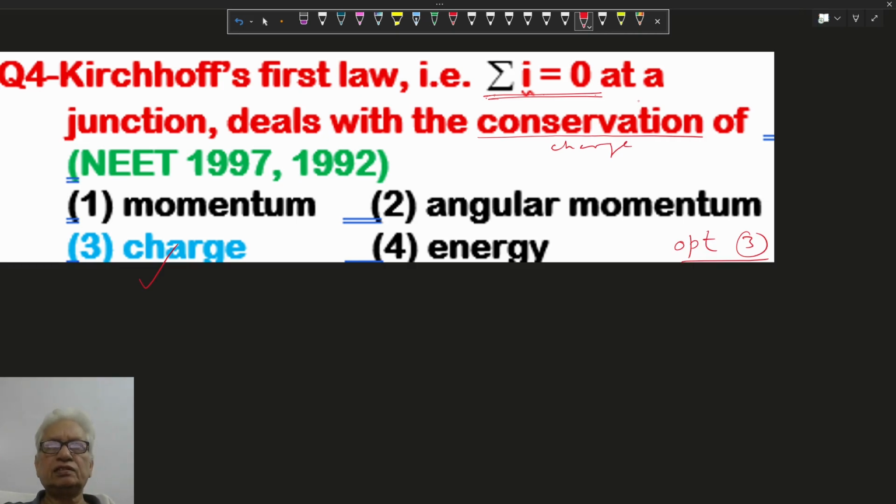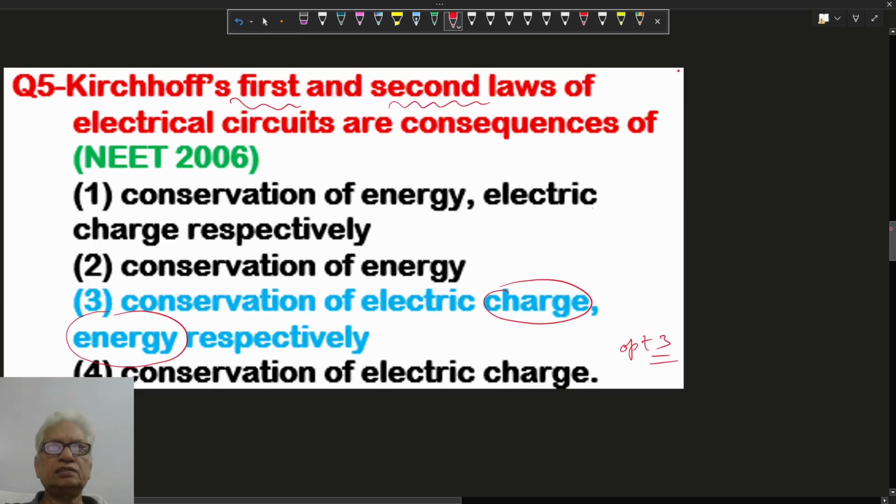Question 3. The first law says total current incoming equals total current outgoing, or the algebraic sum of currents is 0. It depends on the conservation of charge. So option C is correct. The first law and second law are based on conservation of charge and conservation of energy. First law is based on conservation of charge, second law is based on conservation of energy. So option 3 is correct.